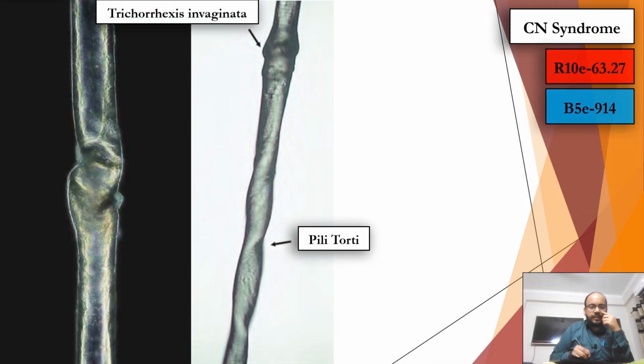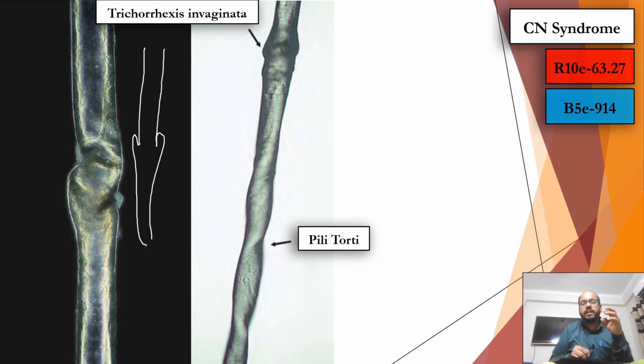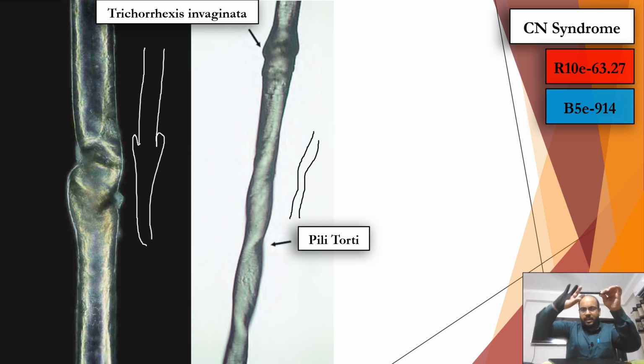Now this is trichorexis invaginata, and you can easily see that here the hair shaft has gone inside the other hair shaft. So that is trichorexis invaginata, and here you can appreciate that the hair shaft is twisted on itself, like somebody has rotated it. Like if this is the hair and you apply rotational pressure like this, that is what is known as pili torti. Let's move forward.